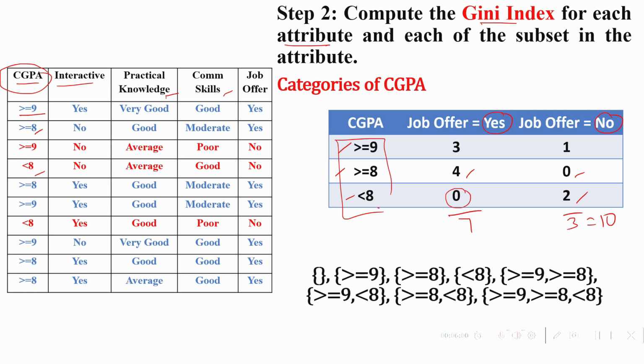Now for this one, we have different combinations of these three variables. Greater than or equal to 9 is one subset, greater than or equal to 8 one subset, less than 8 one subset, greater than or equal to 9 and greater than or equal to 8 one subset, greater than or equal to 9 and less than 8 one subset, greater than or equal to 8 and less than 8 one subset, and greater than or equal to 9, greater than or equal to 8 and less than 8. They are the different subsets. Based on these subsets, we are going to find the Gini index for each.